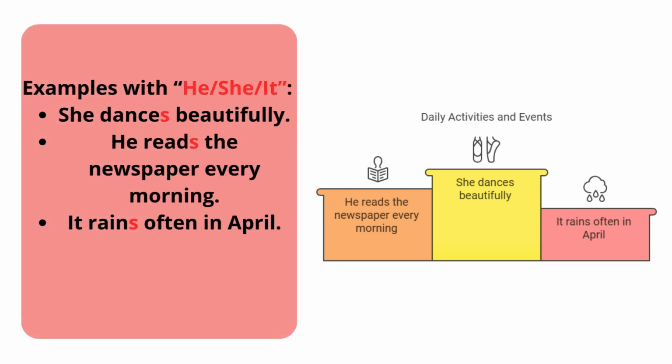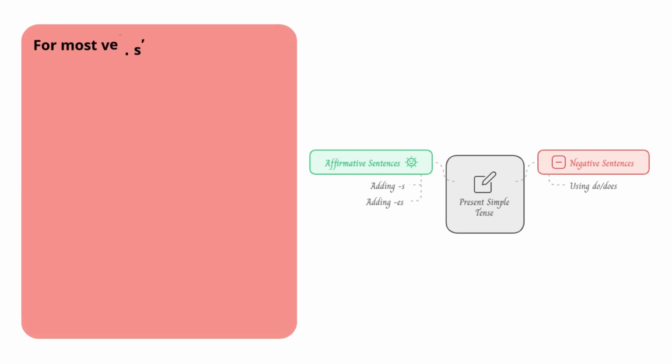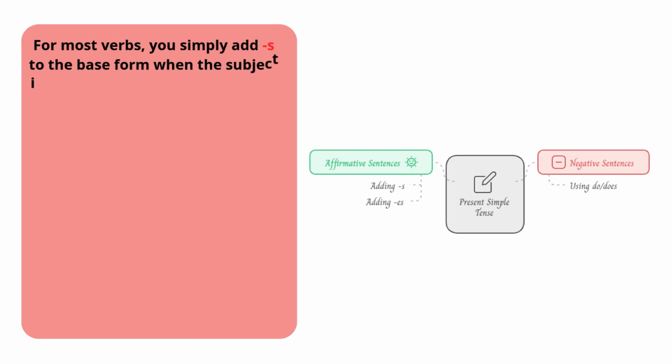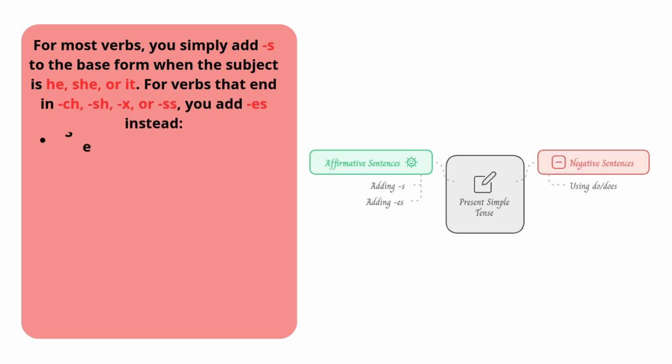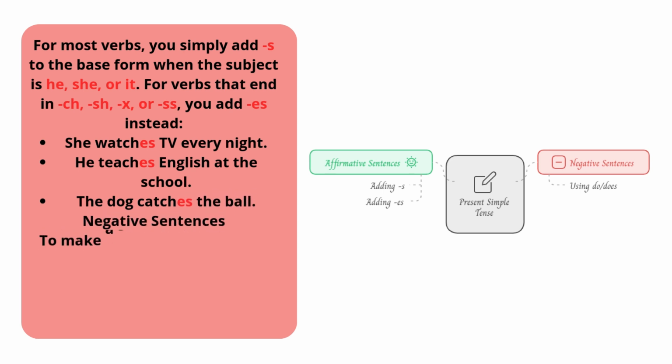Examples with he, she, it. She dances beautifully. He reads the newspaper every morning. It rains often in April. For most verbs, you simply add s to the base form when the subject is he, she, or it. For verbs that end in ch, sh, x, or ss, you add es instead. She watches TV every night. He teaches English at the school. The dog catches the ball.